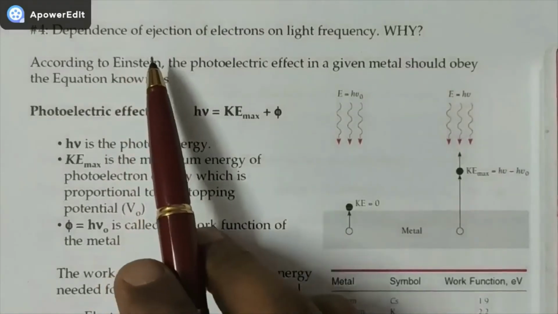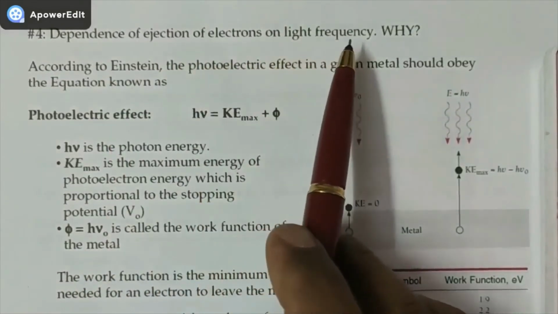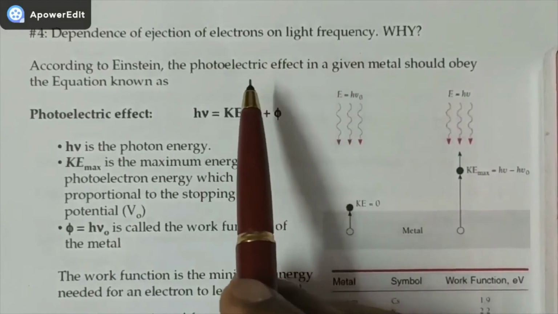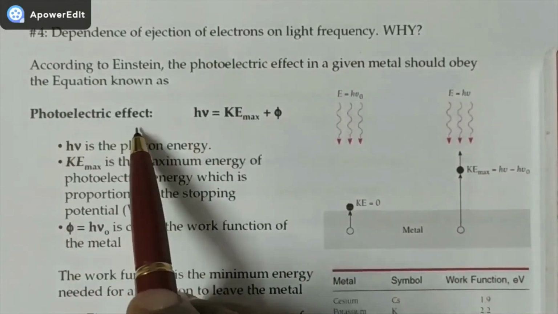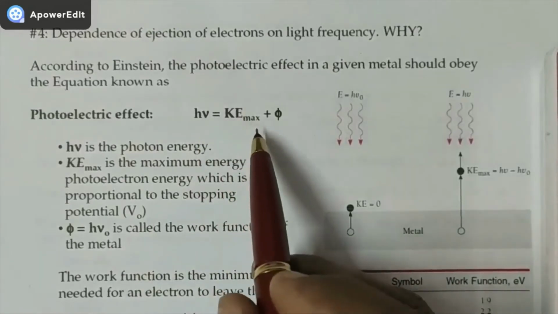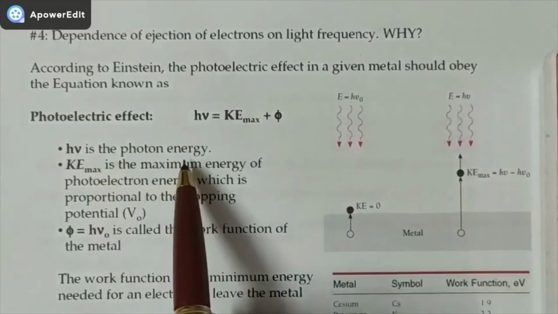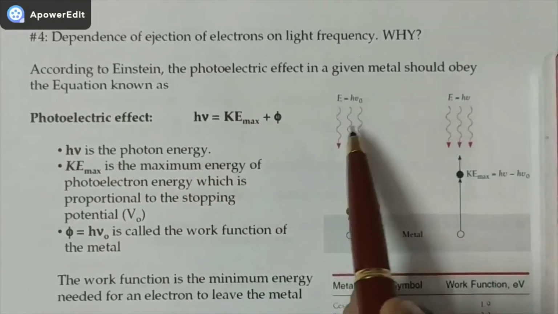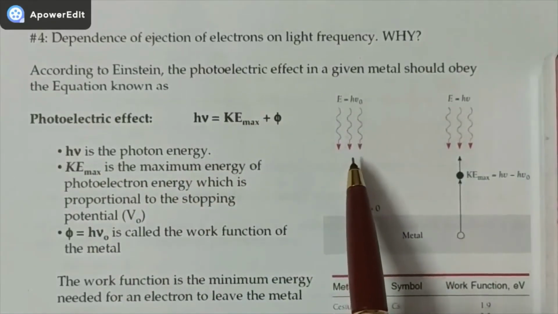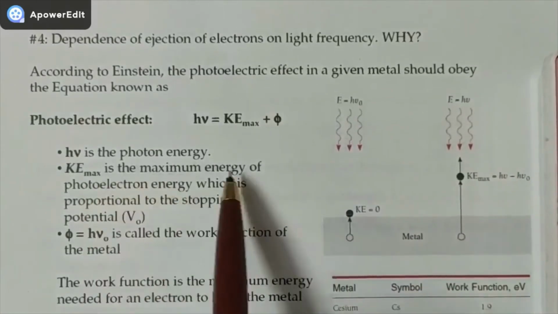Now, the independence of ejection of electron on the light frequency. For this, Einstein gives the photoelectric effect equation, which says that h nu equals the maximum kinetic energy of the photoelectron plus phi, where h nu is the photon energy. This is the photon energy of the electromagnetic radiation which is falling on the metallic surface.